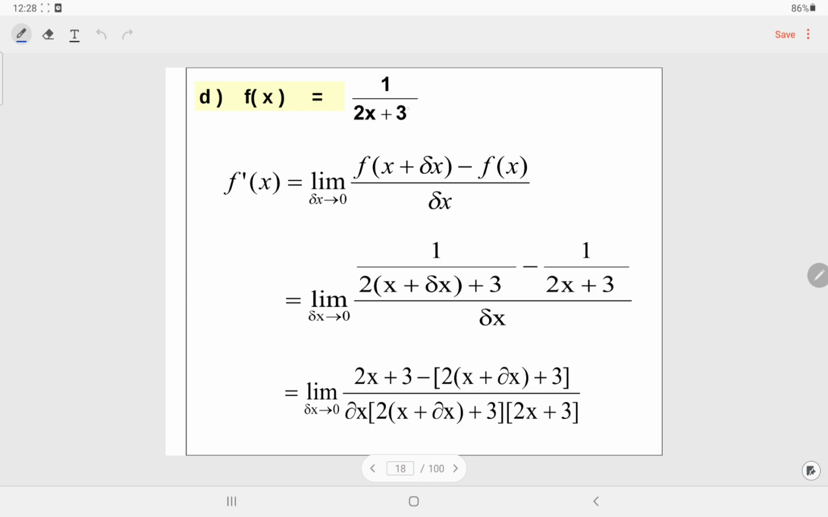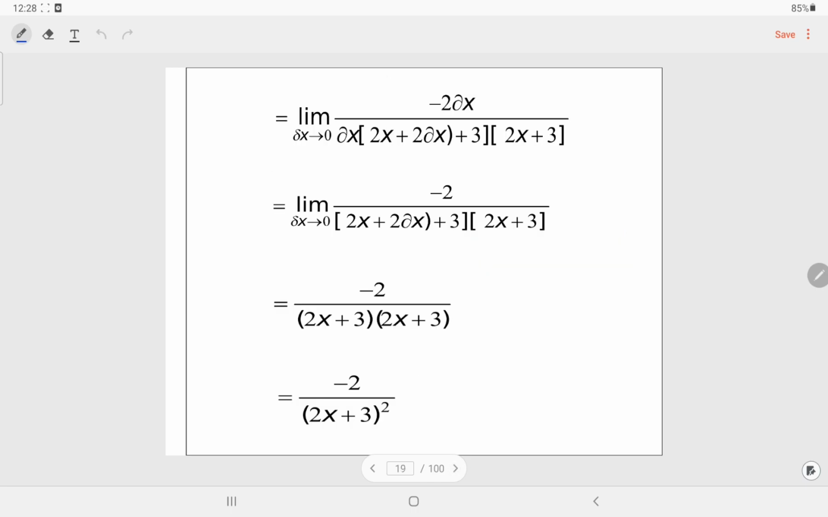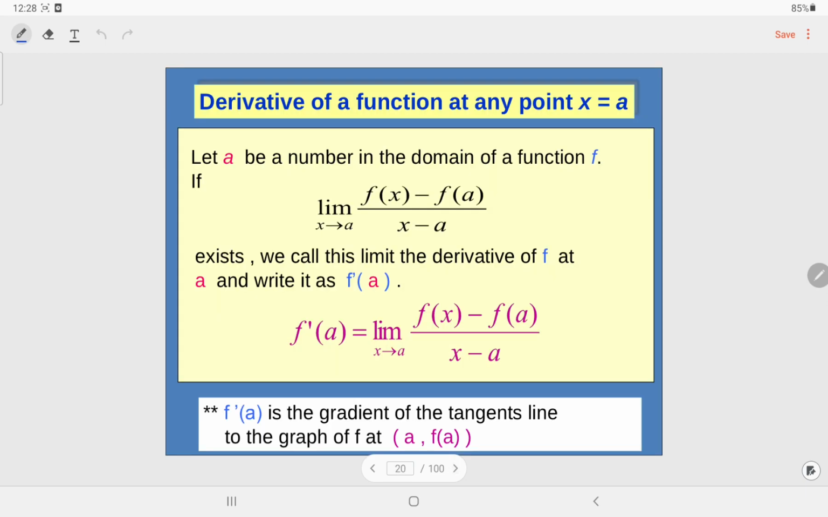And d, 1 over 2x plus 3. Since we need to add delta x to the function f(x), we get this one minus the function f(x). We need to solve this one. We can cancel out, factorize and simplify the function, and we can get the final answer.